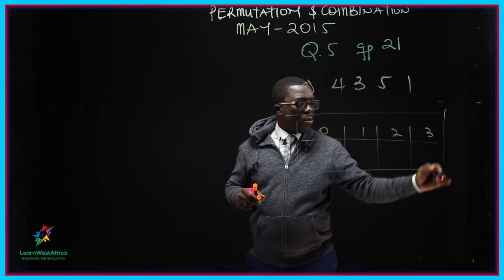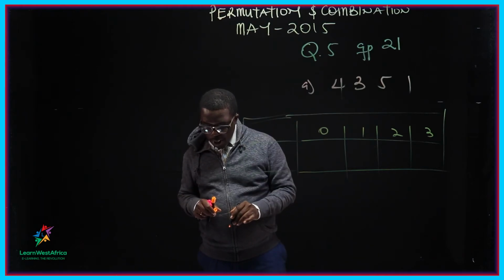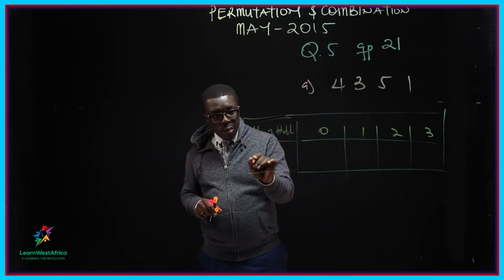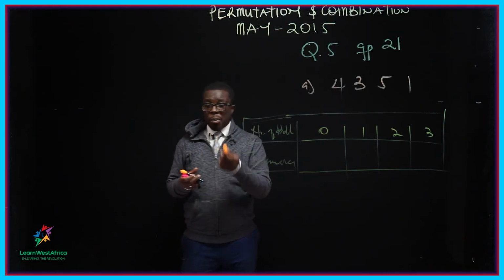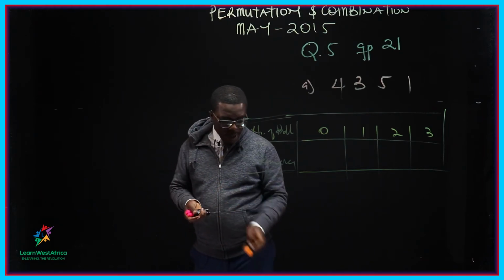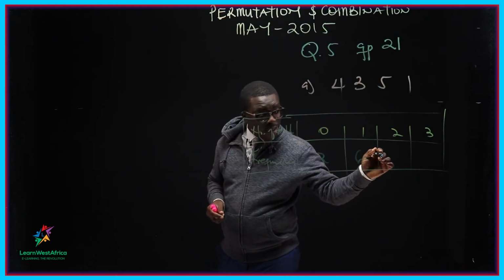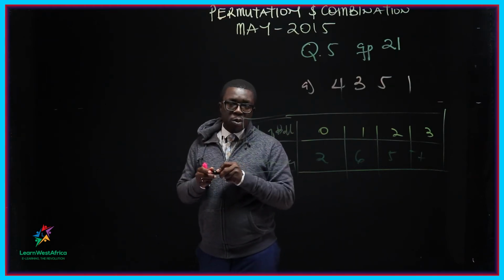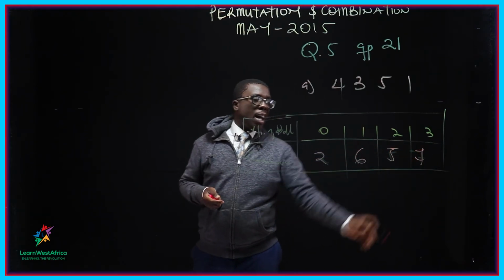0, 1, 2, and 3. So this is the number of the ball. And we've got the frequency. The frequency actually tells you how many of those balls are found within there. And the frequency given in the question is 2, 6, 5, and 7. Let's just write that: 2, 6, 5, and 7. Guys, hope you got that.